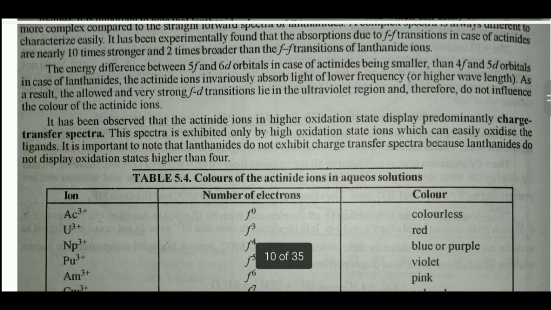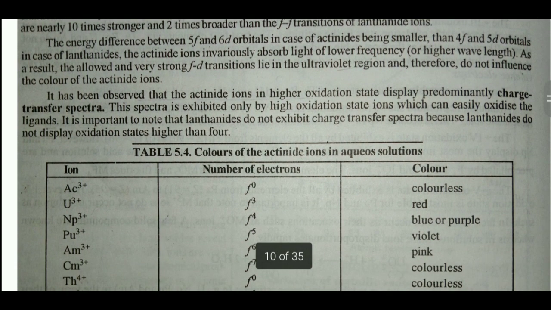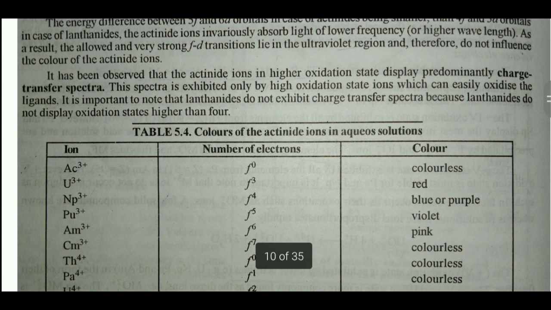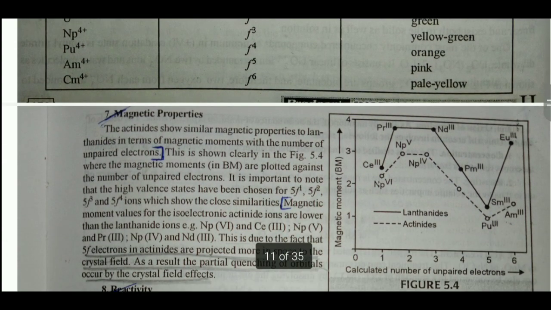It has been observed that actinide ions in higher oxidation states display predominantly charge transfer spectra. This spectrum is exhibited only by high oxidation state ions which can easily oxidize the ligands. It is important to note that lanthanides do not exhibit charge transfer spectra because lanthanides do not display oxidation states higher than 4.